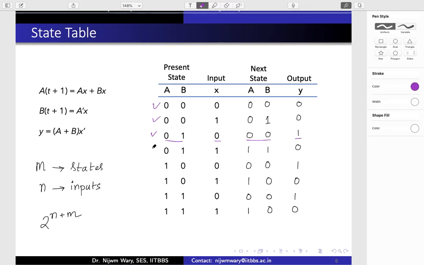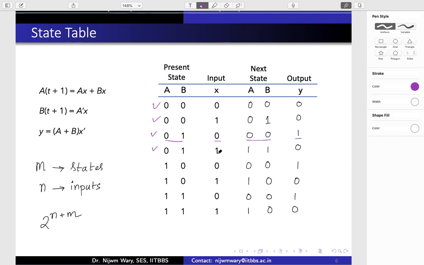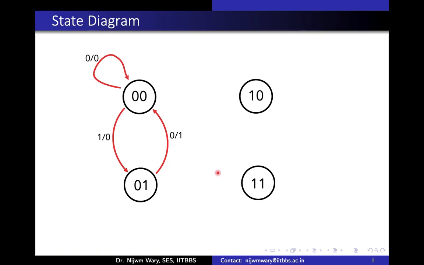My current state is 0 1 and my present input is x equal to 1. So the next state it will be going to is 1 1. So I can simply draw this diagram, right? Whenever the x input is 1, from 0 1 it will be going to 1 1.